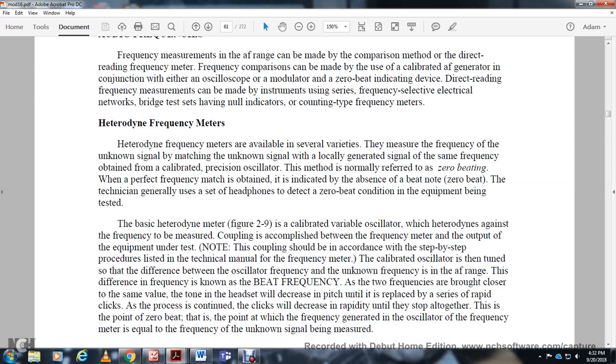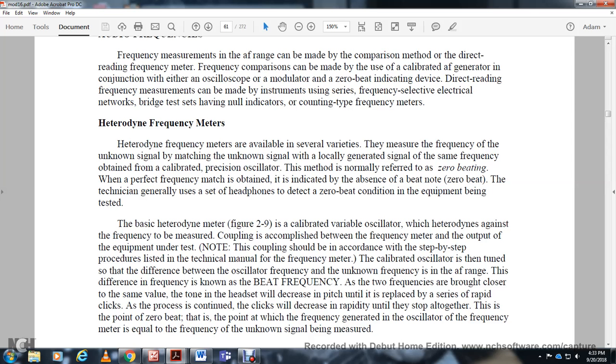The basic heterodyne meter has a calibrated variable oscillator that heterodynes with the unknown frequency through a coupling between the frequency meter and the output of the equipment under test. The coupling should be in accordance with the step-by-step instructions of the manufacturer. The calibrated oscillator produces the sum and the difference between the oscillator frequency and the unknown frequency, the difference falling in the audio frequency range. As the two frequencies are brought closer together, the headset produces an unpleasant high pitch, then a rapid click. The clicks continue, then decrease rapidly until they stop altogether. This is the point of zero beat.